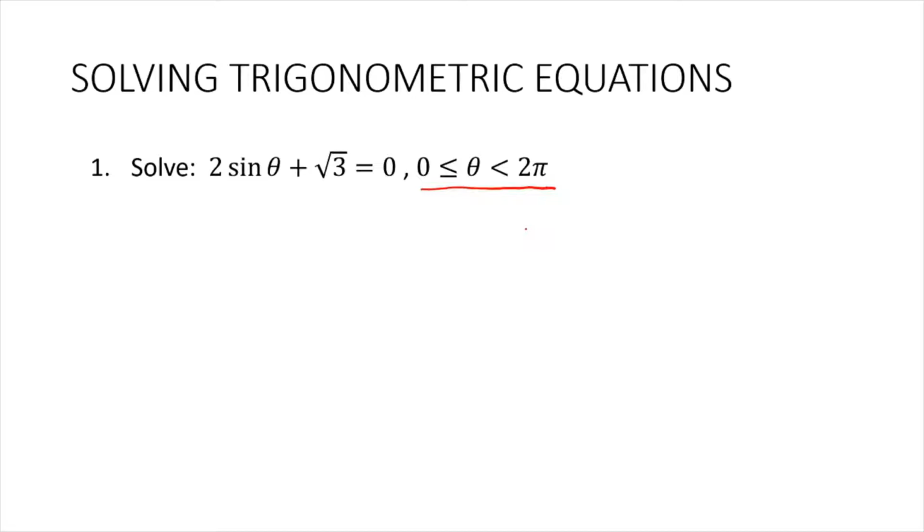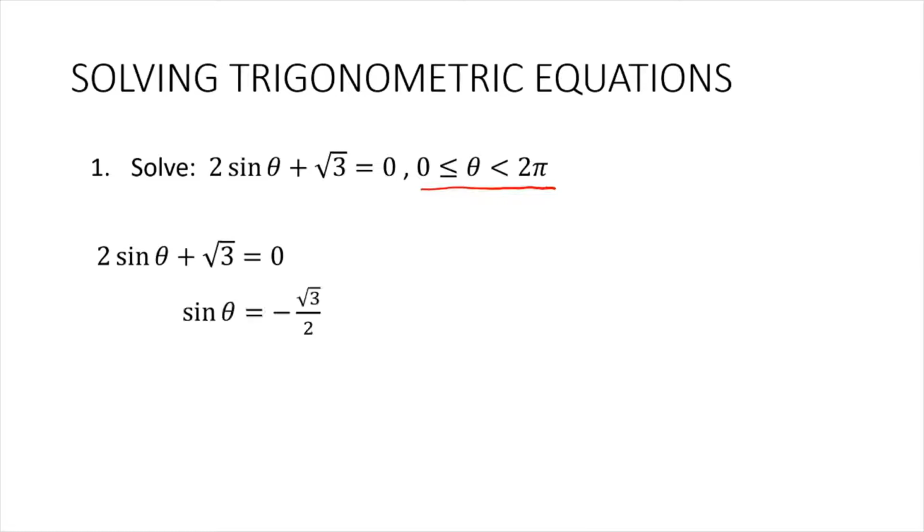We can also include 360 degrees. It depends on the problem. All right, so let's start. What we have here is a single trigo function, just the sine function, and also one angle. So we can just isolate the trigo function, also isolate all the constants on one side of the equation, and then solve for theta.